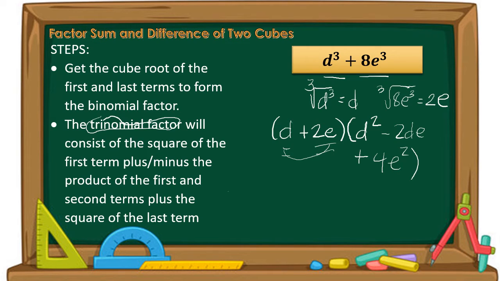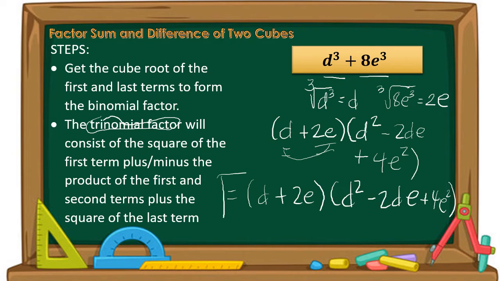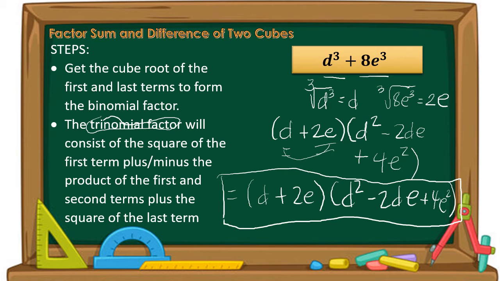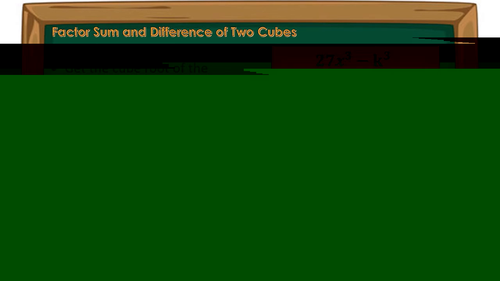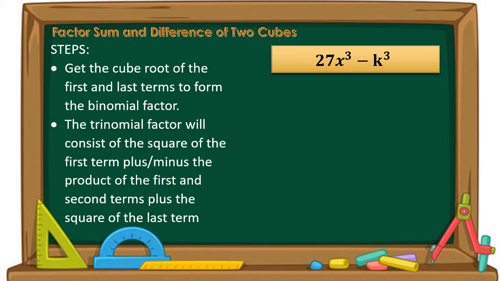So therefore, this will now be the factor of the first example. So we have d plus 2e multiplied by d squared minus 2de plus 4e squared. So this will now be your final answer. Next. So let's now have the next example, which is 27x cubed minus k cubed.